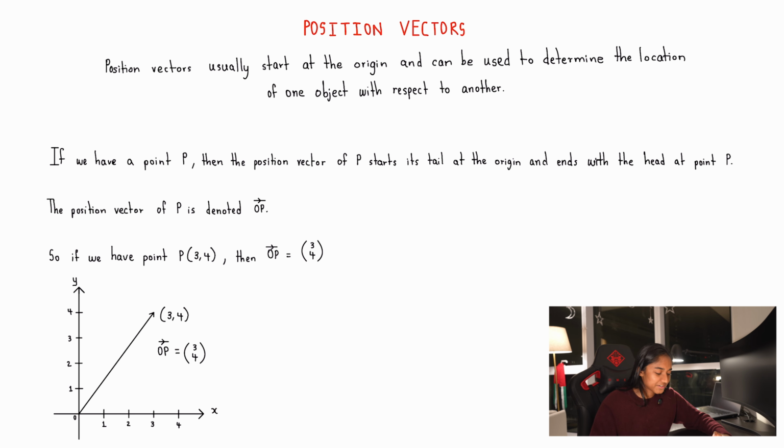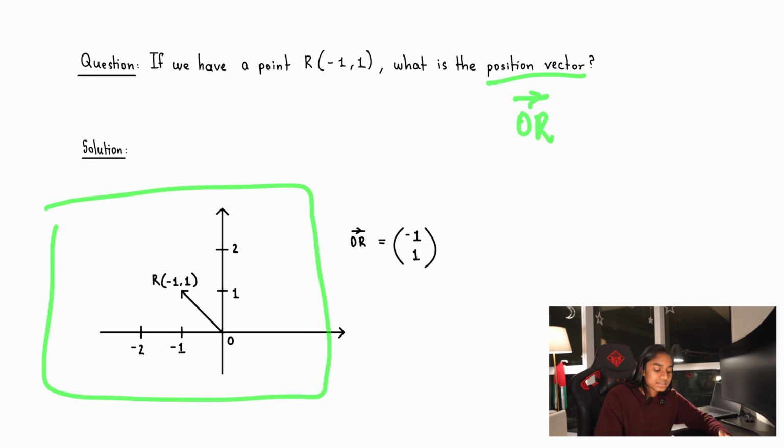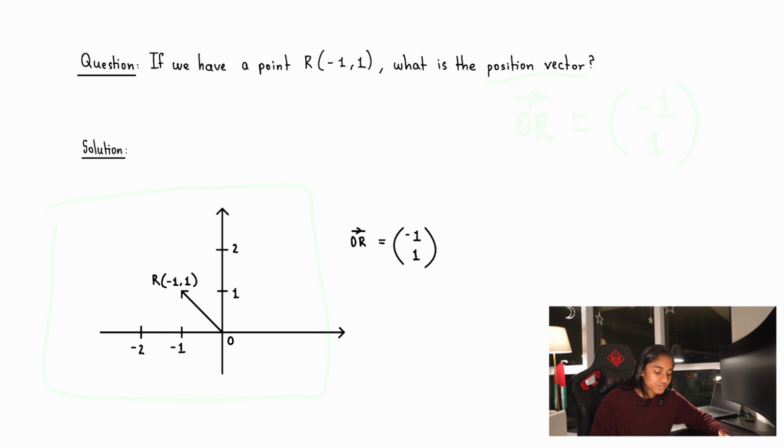And that's how we write the position vector, all right? So let's look at this question. If we have a point R, which is minus 1, 1, what is the position vector? So remember, the notation for the position vector would be OR with an arrow on top, and you actually don't have to draw anything. It is very simple. All you have to do is write it in this notation instead. Minus 1, 1, this vector notation, right? So this is the answer for the position vector of this point R, minus 1, 1. But this is just a demonstration of what it actually looks like.